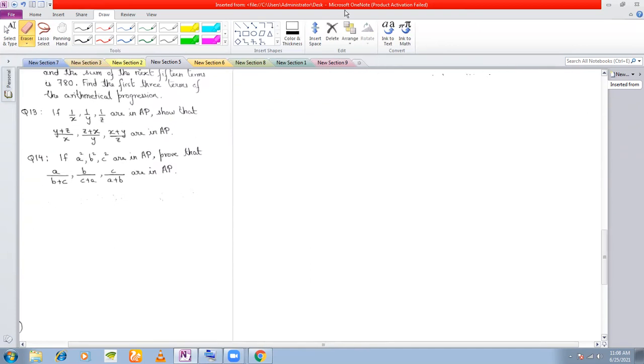Now the concept of arithmetic mean we have not used yet. We'll be using the concept of arithmetic mean later, when we'll be doing GP. After GP we'll be using. See that question number 13.